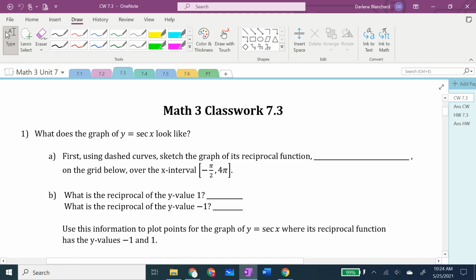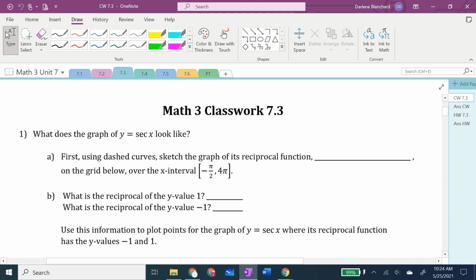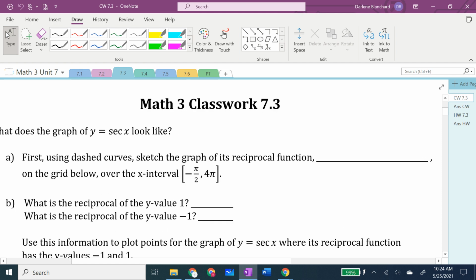So what I'm going to ask you to do is to create the graph of secant. First, you're going to use dashed curves and sketch the graph of its reciprocal function. Who is secant's reciprocal function? Is it sine or cosine? Cosine. So if you see that you need to graph secant, what you want to do is first graph cosine.